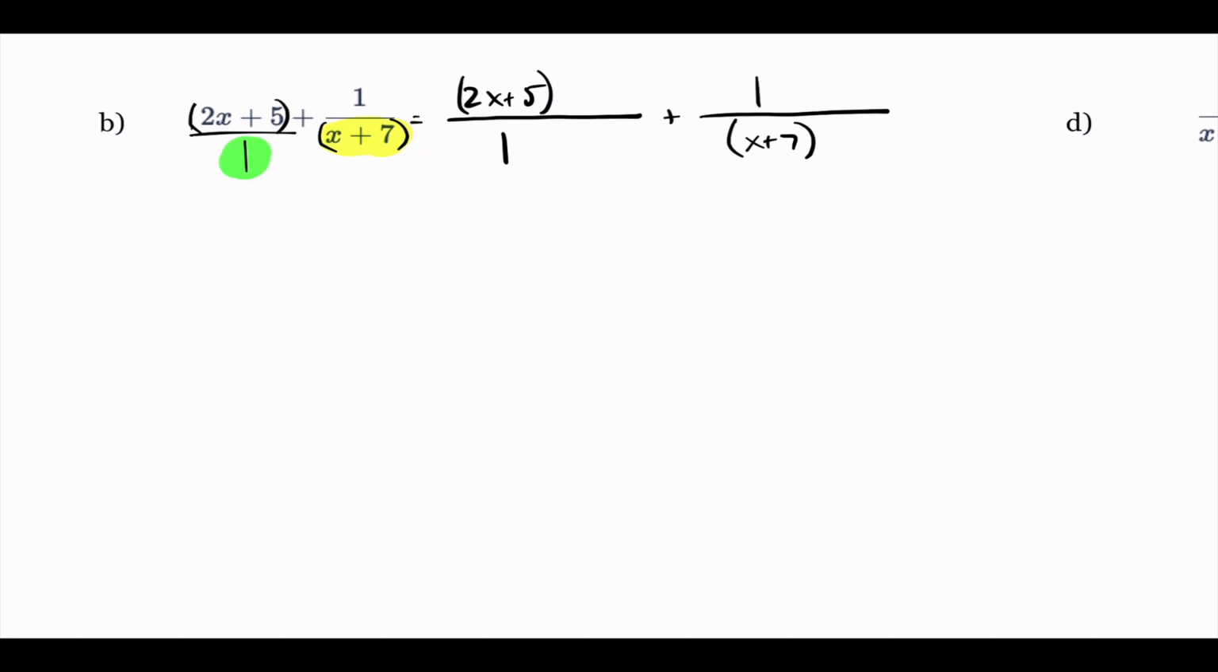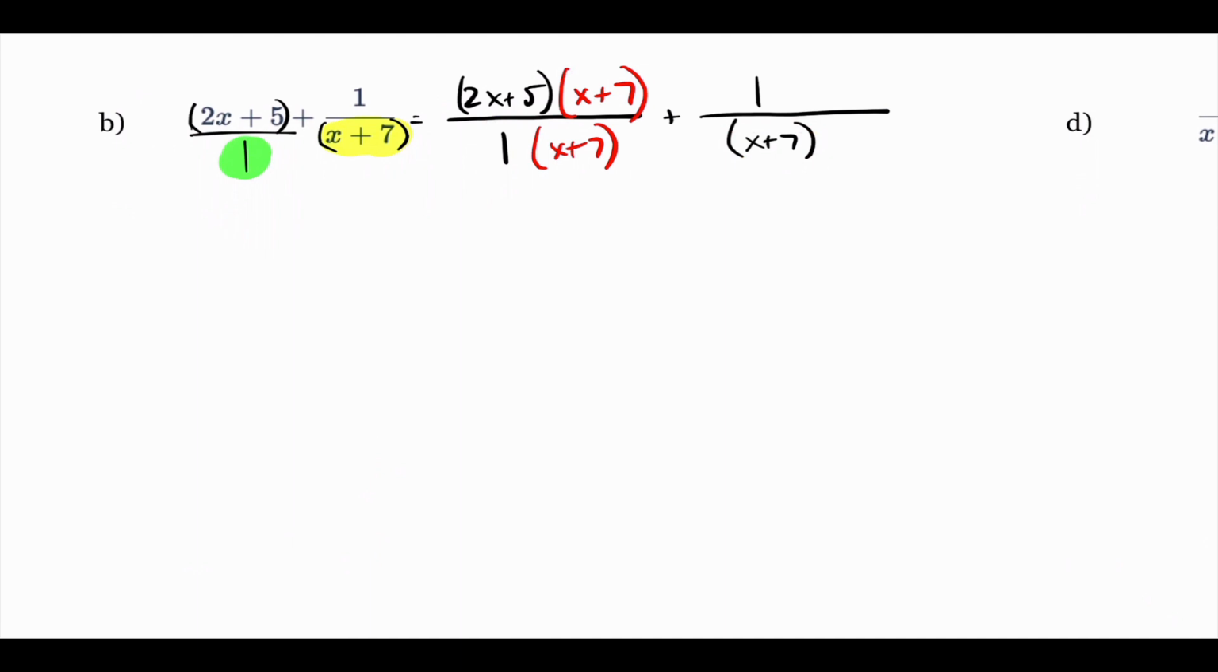Okay, so now we got to make them the same. So the first guy has only got a 1 on bottom. It needs an x plus 7. So I'm going to give that an x plus 7. Whatever I do to the bottom, I have to do to the top. The second guy is missing a 1. Does it need a 1? No. Does it hurt? No. You can say times 1 times 1. It doesn't hurt, but you don't need it because it's just a 1. Okay, step 2 done. So the bottoms are the same.